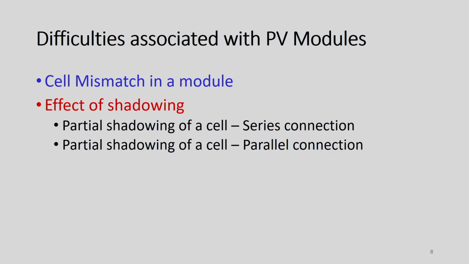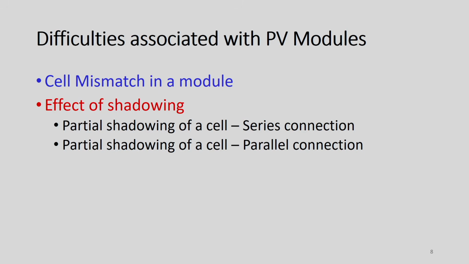Okay. So, now let us study the difficulties associated with PV modules. What problems may arise if cells are not matched and if the cells of the modules are shadowed. Okay. So, these two phenomena will be studied. Under the effect of shadowing, we will study two cases. The first case will be partial shadowing of a cell with series connection, and the second case is partial shadowing of a cell with parallel connections. So, first let us study cell mismatch in a module.